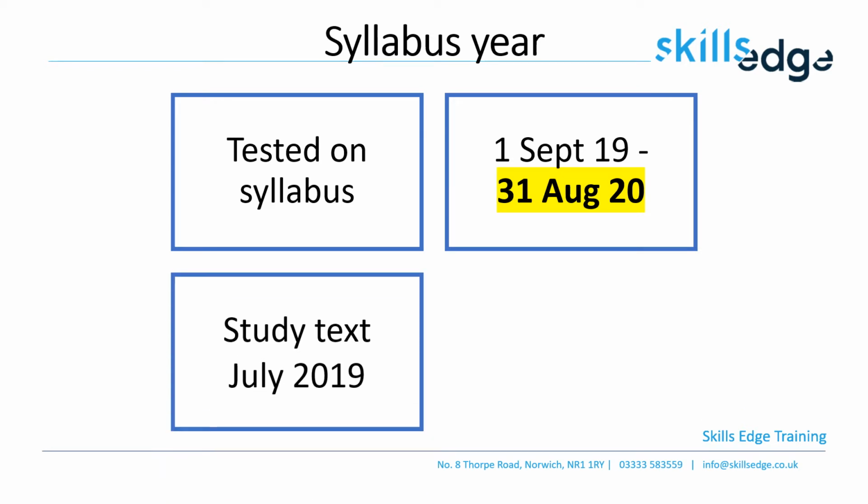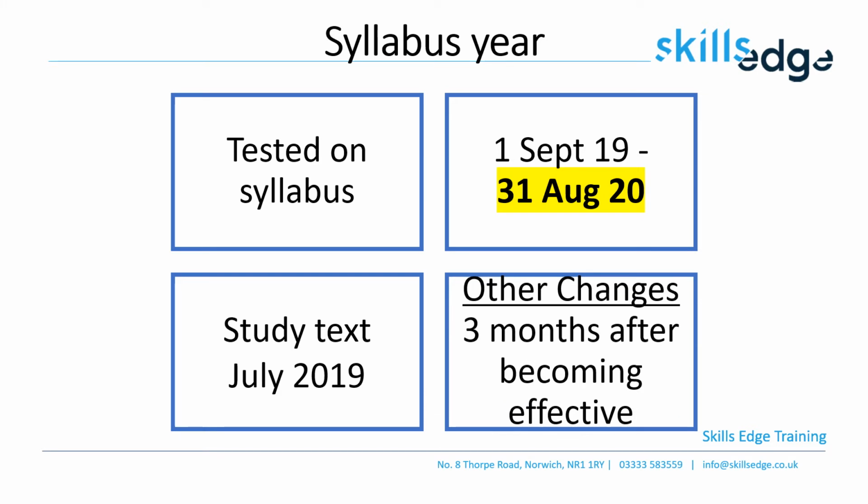You should be studying from the most up-to-date CII study text, which is dated July 2019. And this study text is still very big when considering there's only 50 questions in the exam. And any changes to the exam syllabus or study text will be posted online at the CII website. You'll usually receive an email to advise you that an update has occurred.